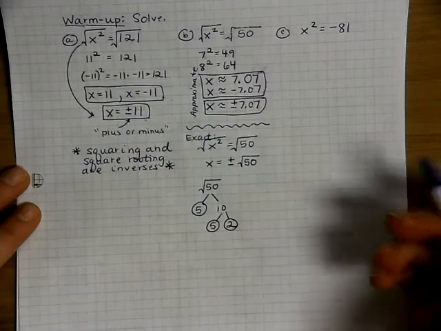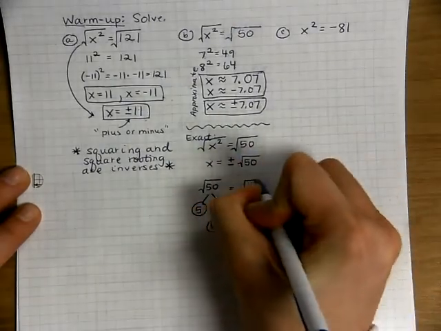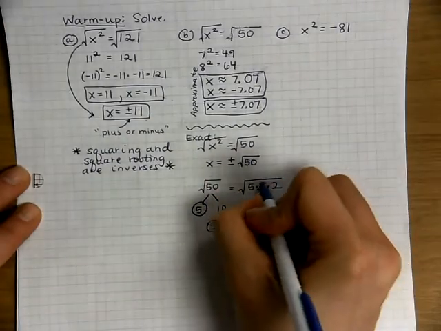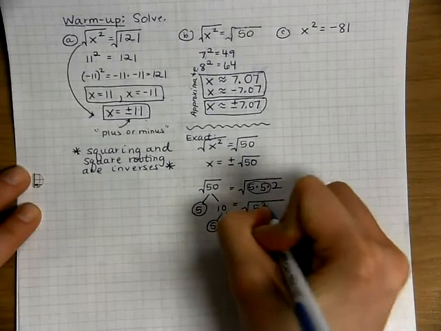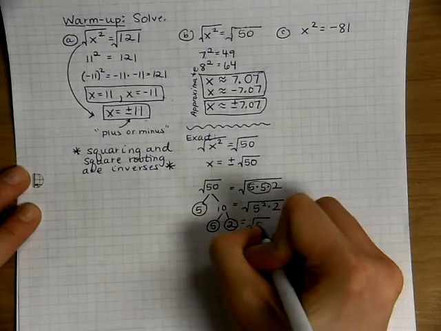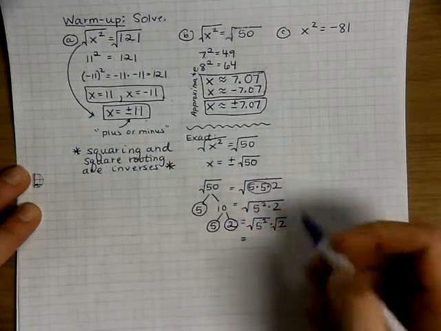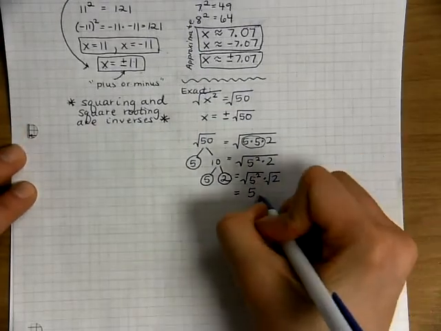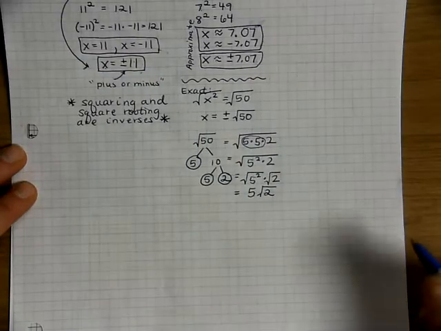All right, now that you've done it, let's check our answers together. We have this is equal to the square root of 5 times 5 times 2. Well, I'm going to group these. That's 5 squared. Square root of 5 squared times 2. I can break this apart to the square root of 5 squared times the square root of 2. I know that the square root of 5 squared is 5. Square root of 2, I can't simplify that, so that's just 5 times the square root of 2.